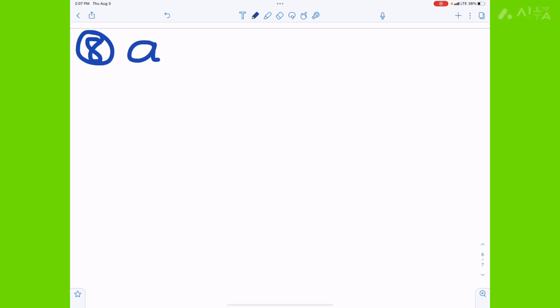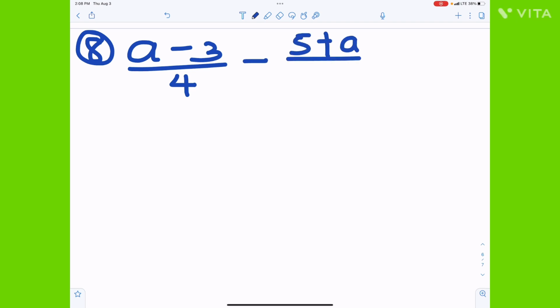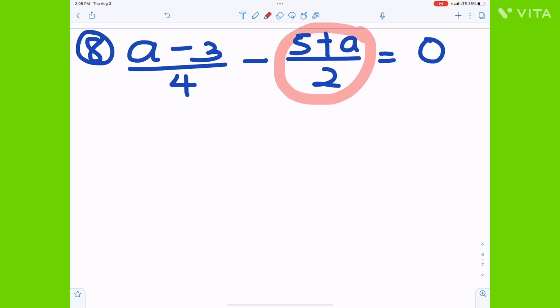Let's go to question 8. 8 minus 3 minus 5 plus a minus 3 over 4 minus 5 plus a over 2 is 0. This is question 8. Now, take note here. This 5 plus a over 2, assume it is like minus x. So, if you take minus x to the right, it will become plus x.